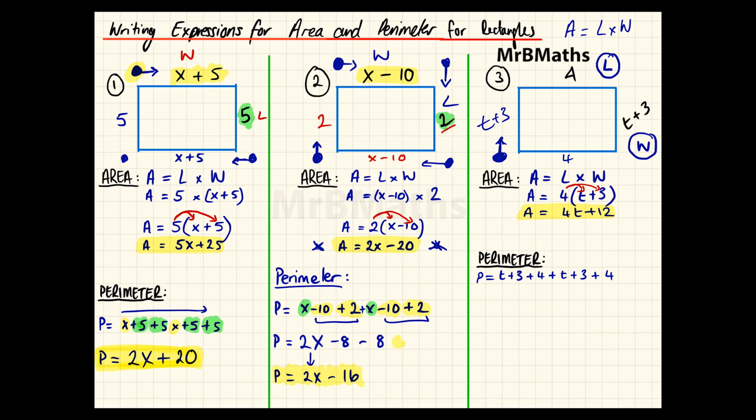Okay, look for my like terms, so t, P equals 2t, and then look for my other like terms, so plus 3 plus 4 plus 3 plus 4. Again, you can break this down, so in these pairs, 3 plus 4 will give us 7, so you can write plus 7 plus 7, and then add these two together to give you plus 14. So my expression for perimeter for the third question is P equals 2t plus 14.